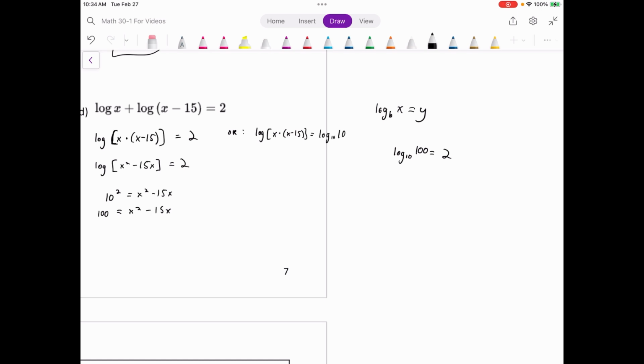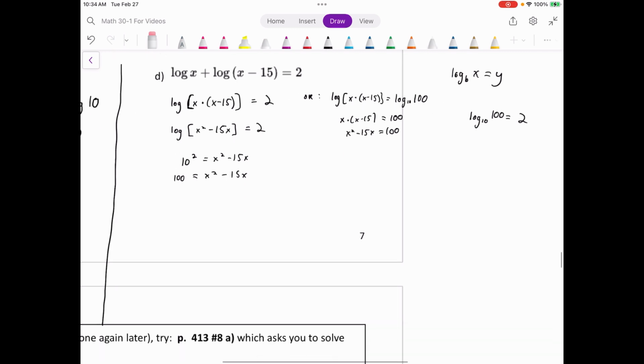Log base 10 of 100, right? We're not breaking any rules. 2 is just log base 10 of 100. And so now we can see if log base 10 of this equals log base 10 of that, this must equal that. So we could just say x times x minus 15 equals 100, or x squared minus 15x equals 100. And notice we're in the same place, right? So multiple ways we can approach these, multiple things we can think about. Anyway, let's move on with this one.